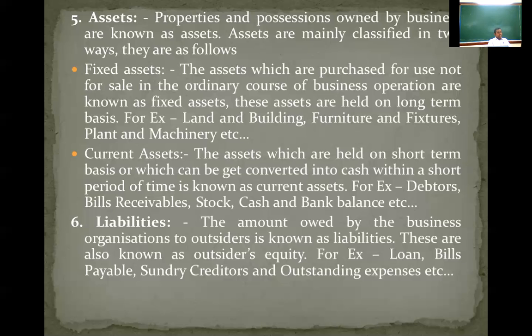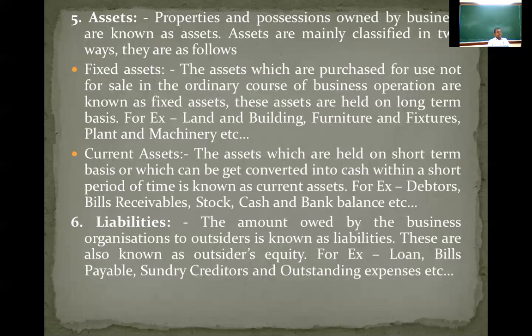Okay. Let us move to the sixth important term, that is liability. Now, what is the meaning of liability? Actually, liability is opposite to asset. Yes. So, what is the meaning of liability? Liability means the debt owed by the business, or the loan taken by the business, or the money that the business needs to pay to outsiders. That is called a liability.